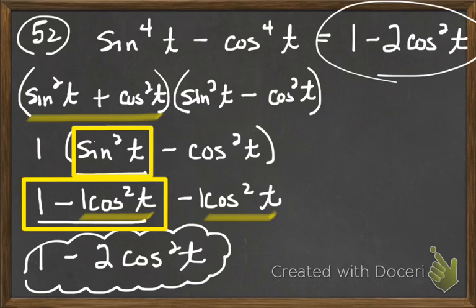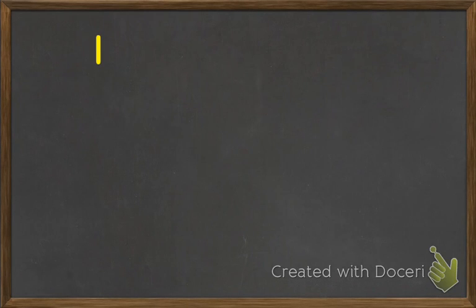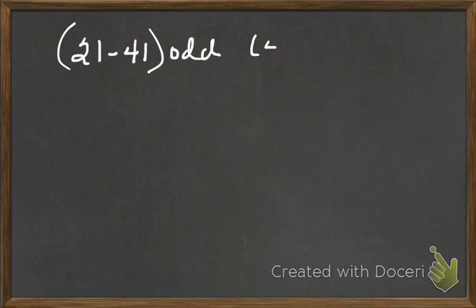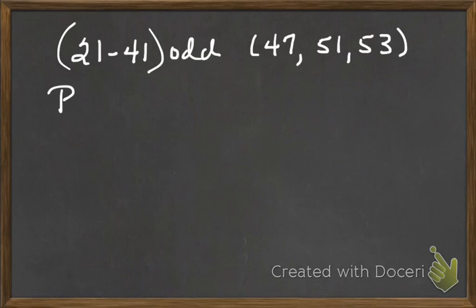Please, please do your homework. Your homework is 21 through 41 odd. You have got to practice some of these on your own. You're also going to do a few of the harder ones, 47, 51, and 53. We'll go over questions from your homework tomorrow, and then you're going to practice verifying for the rest of the block, and Wednesday is the verification quiz. Same page, page 594.